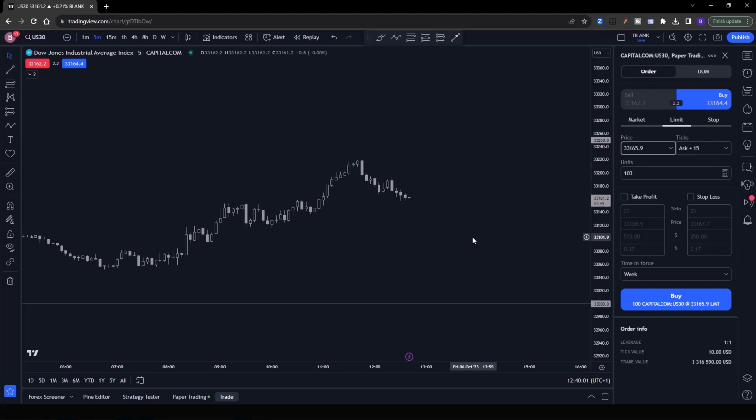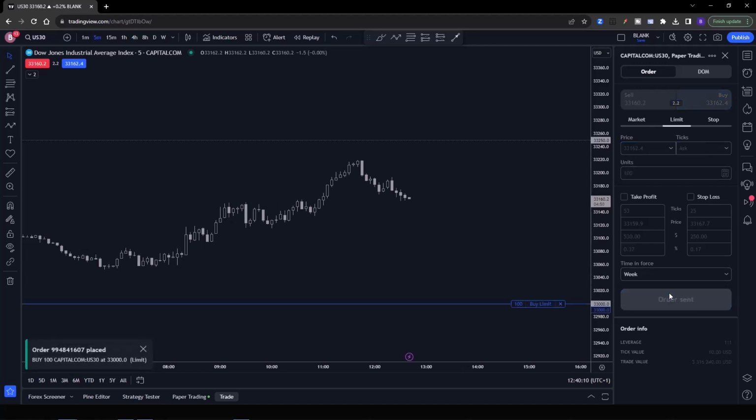Let's set a buy limit first then, as we're already on the buy tab, and we can see that this price is 33,000. It's right on the round number. So we're going to set 33,000 and buy, and there's our buy limit. So we now want price to drop down from where it currently is, reach our level, and then bounce up and make us a nice profit.